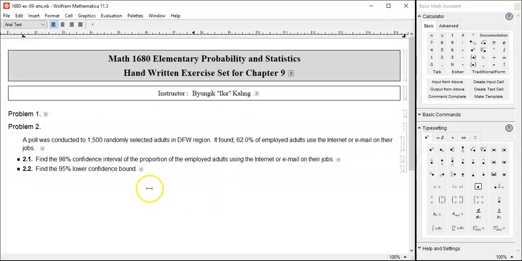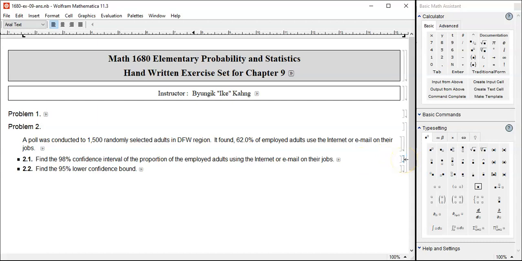Now let's go back to my problem that I made up. Everything is here. Sample size, and then this is based upon the simple random sampling. So all the mathematical tools are here, and from here we can find out the confidence intervals of the real proportion. Find a 98% confidence interval of the proportion of the employed adults using internet or email on their jobs.